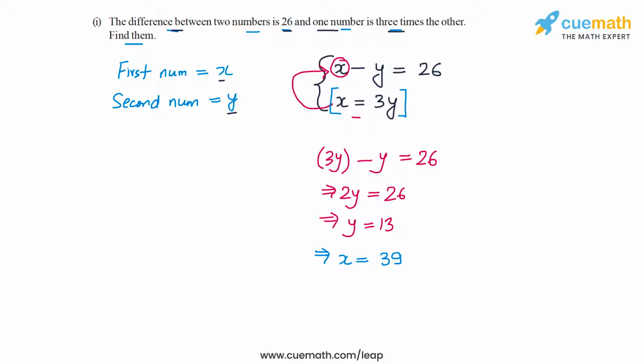So the first number is 39 and the second number is 13, and we can verify that their difference, 39 minus 13, is equal to 26, and 39 is 3 times 13. So both the constraints in the given problem are satisfied, and hence the answer is the two numbers are 39 and 13.